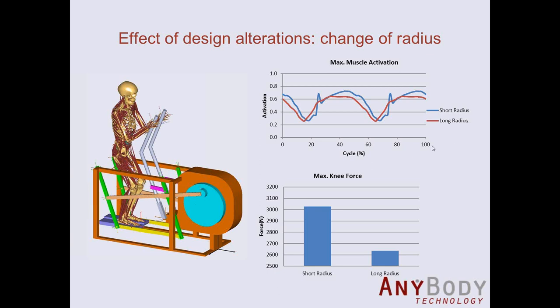So in this first graph, we can see that the envelope of maximum muscle activations can be slightly lowered when we use a longer radius. Also, the maximum knee joint reaction force could be lowered when you use a longer radius.